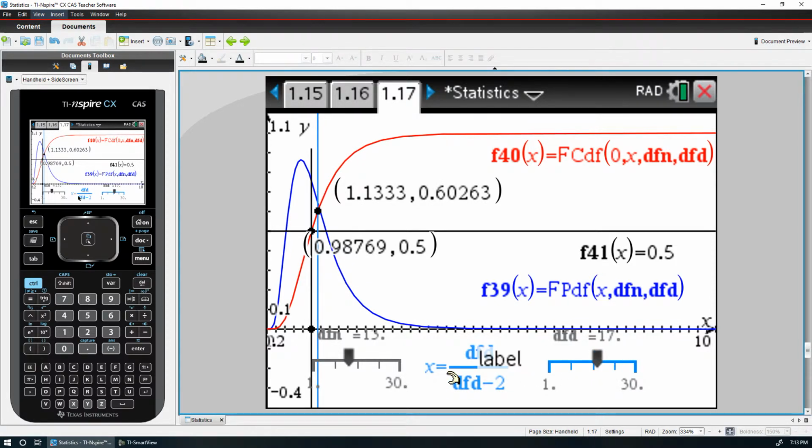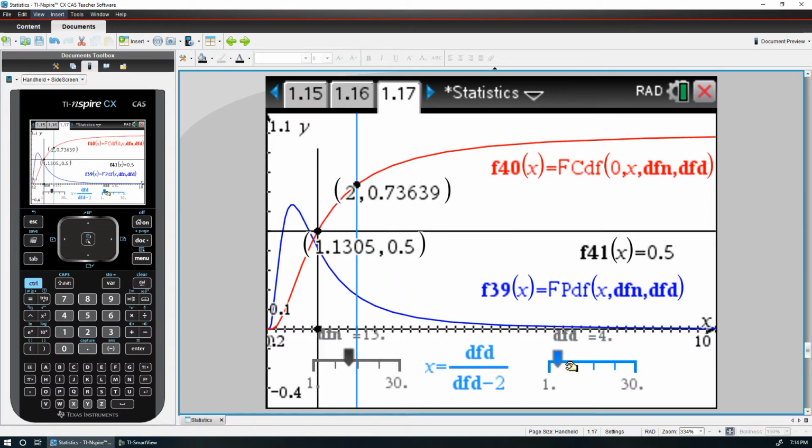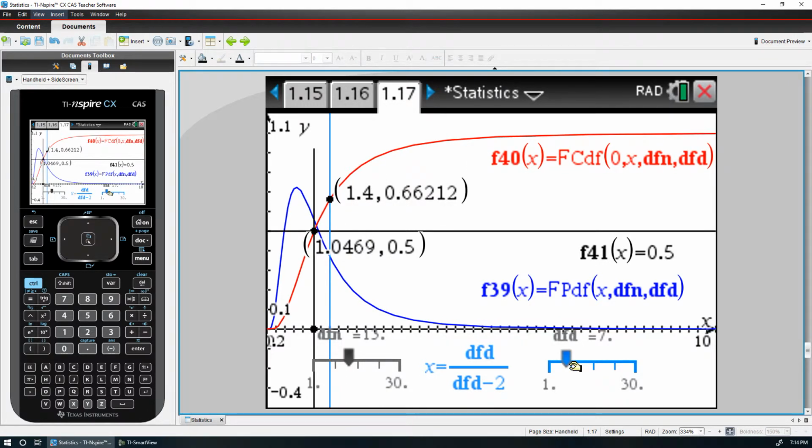Turns out there's a nice little formula for the mean. It's degrees of freedom of the denominator over degrees of freedom of the denominator minus 2. So the mean is only affected by this one here, not by the other one. Okay.